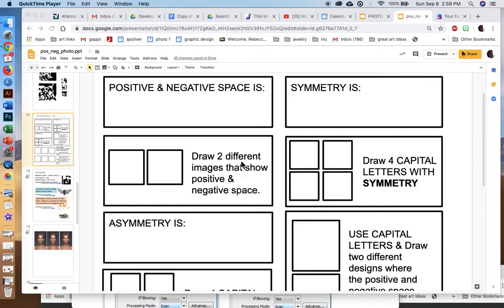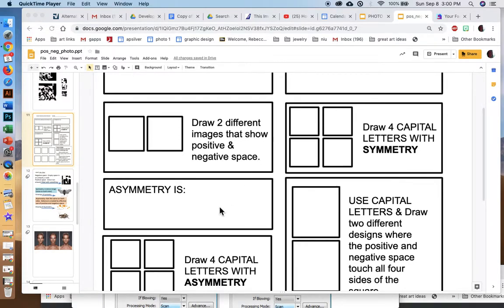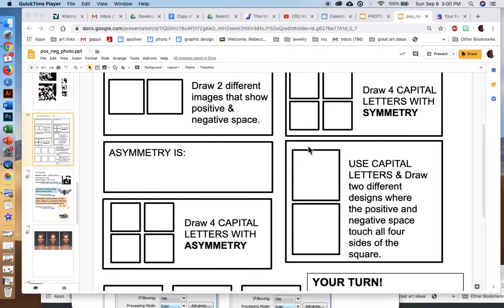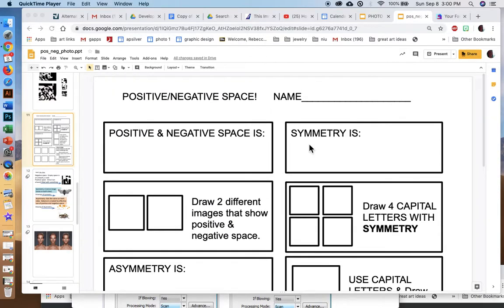Part 2 of the video. So by now you should have a definition for positive negative space and two very simple drawings. Again, even stick figures is fine for examples of positive and negative space. Basically, if you draw anything, it's positive and negative space. So we're going to talk about what symmetry is, asymmetry, and draw some examples of asymmetry and symmetry.